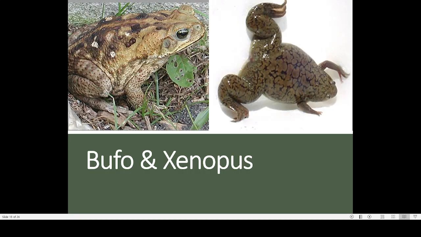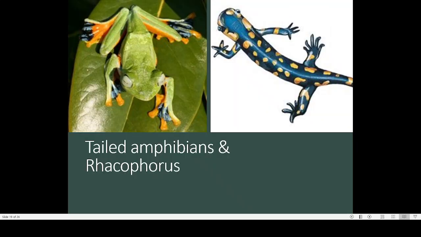Then coming to the amphibian fauna, which is very interesting. In the case of amphibian fauna, we have Bufo. Bufo is a toad. Then there is another frog known by the name Xenopus. Xenopus is also present in Africa. Then coming to the tailed amphibians, you can find the salamander. This one is a salamander, and this one you are seeing is a Rhacophorus.